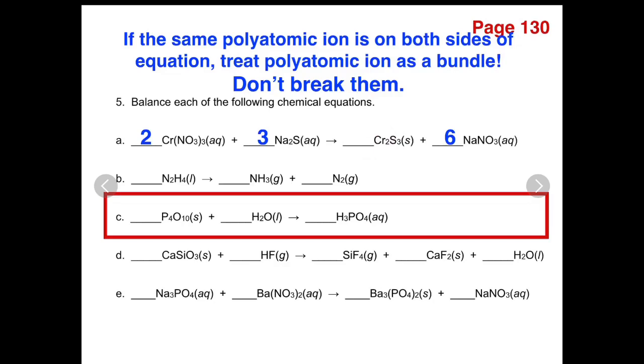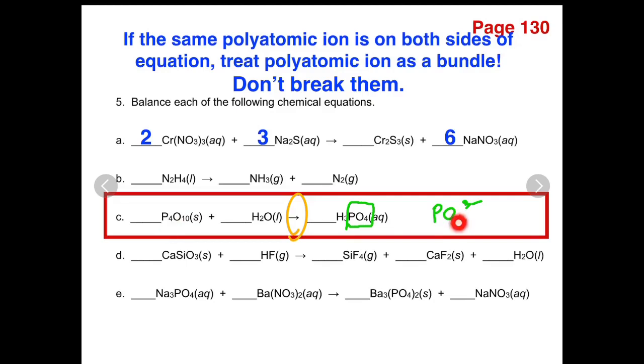So now let's take a look at C. Can we treat C like what we did with the 5A? The answer is, we need to find out the polyatomic ion first, right? So clearly we see phosphate, PO4, the phosphate ion. So we see phosphate on this side. But do we see phosphate on the other side? Remember, we separate by the arrow. On the other side, there is no phosphate. P4O10 is not the same as PO4.